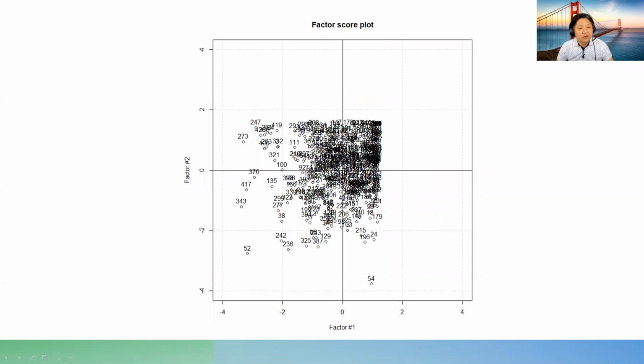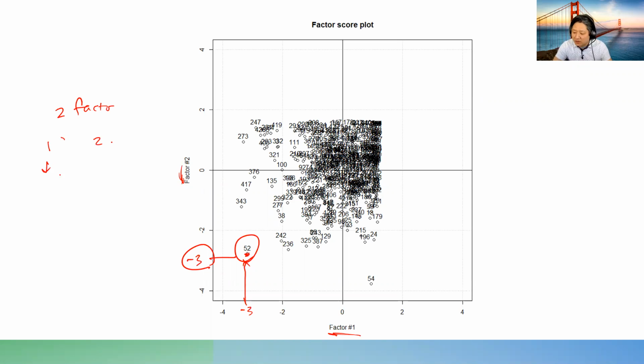Then also, these are the factor scores, so you can plot this one. Let's look at observation 52. His factor score is, let's say, this is -3 and this is -3, so close to -3 on factor 1 and -3 on factor 2. That means he had very low latent traits on both factors. So using 12 items, we extracted 2 factors.